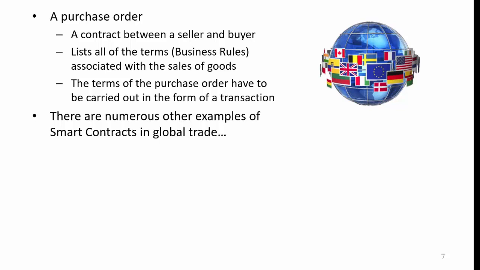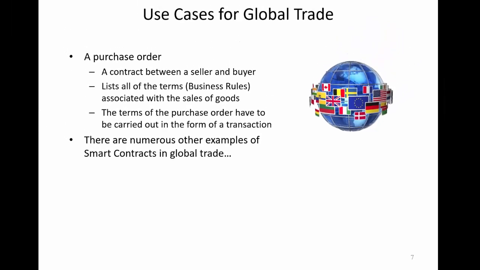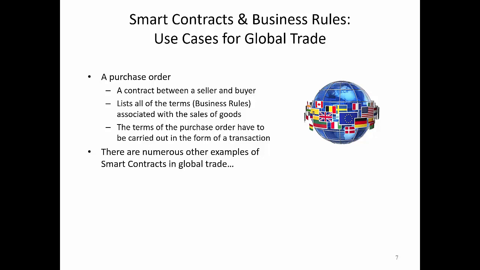But in terms of volume of transactions, purchase orders are probably the greatest amongst all of the smart contracts that take place in global trade. Why is that? Well, basically because the purchase order is a contract between a seller and a buyer. No international trade, at least international trade in goods, can really take place without a buyer placing a purchase order on a vendor or a supplier overseas.